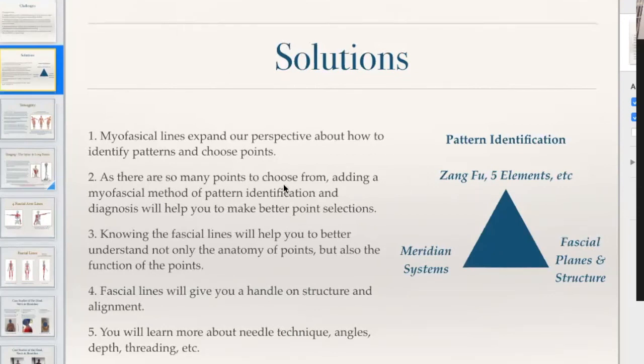Knowing the fascial lines will help you to better understand not only the anatomy of the points, but the function of the points. So think about all those point functions, right? How many functions do the points have? So many, right? When you understand the anatomy, you're going to understand the function. Structure and function. You'll also learn a lot about needle angle and how to use needling technique more precisely.